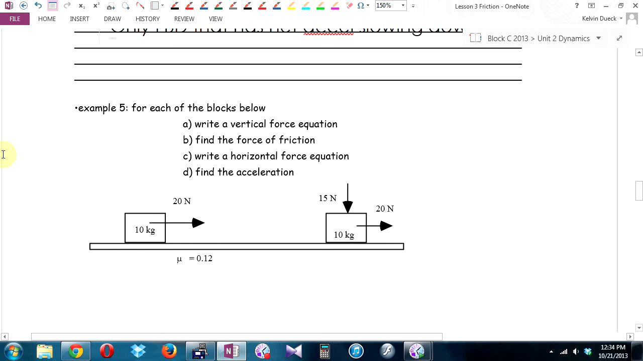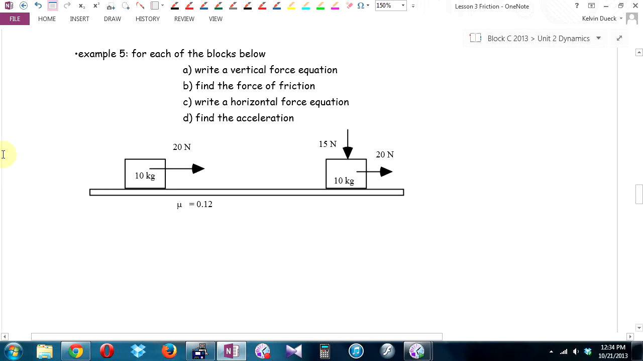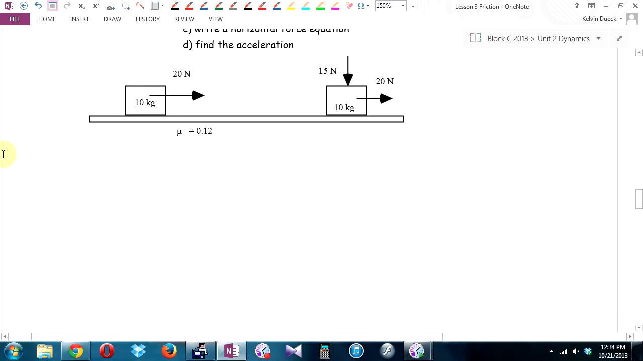Example 5 says, for each of the blocks below, write a vertical force equation, find the force of friction, write a horizontal force equation, find the acceleration. I'll be honest, if I give this to you on a test, all I'm going to say is, hey, find the acceleration, please. I'm not going to walk you through A, B, and C. I'm going to expect that you know to do A, B, and C. Are there two separate diagrams here, Peter? Let's draw a little line down the middle of the page.